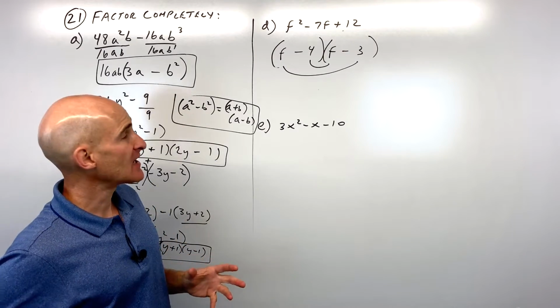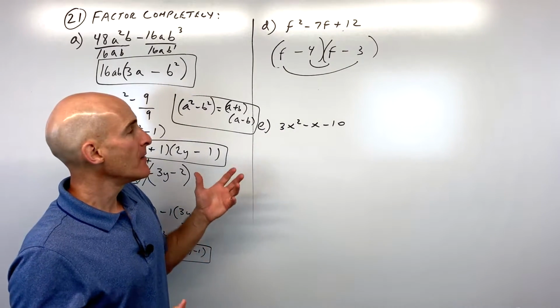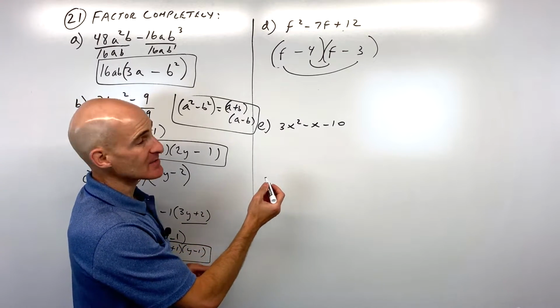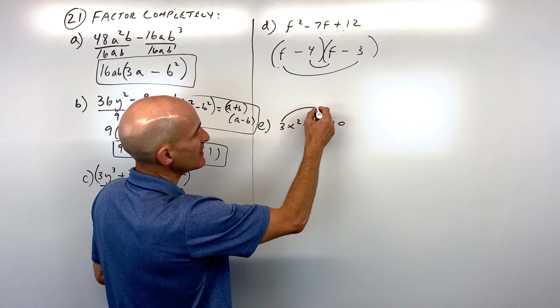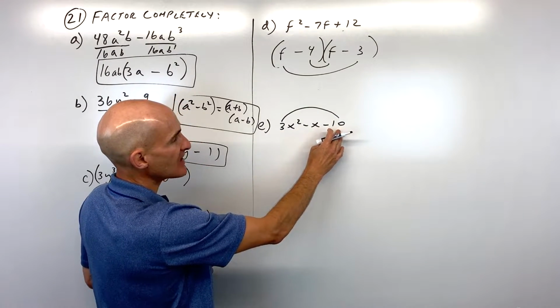Now, there's a lot of different techniques. There's the trial and error method. There's splitting the middle term and factoring by grouping. But a lot of students like what they call the box method. In the box method, you multiply the A value times the C value. So this coefficient times this constant.